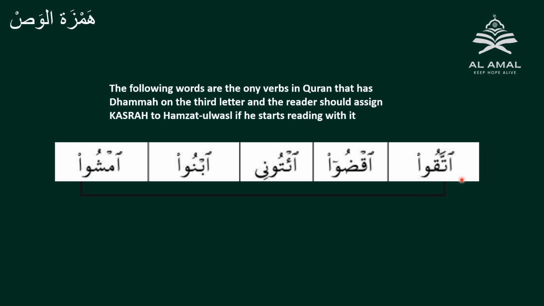So starting from this, instead of saying uttaqu, this is read as ittaqu, even though the third letter has damma. Alright, so just take note of these 5 words. Here it is ittaqu, iqdu, i'tuni, ibnu, imshu. Okay, so take note of these 5 words.